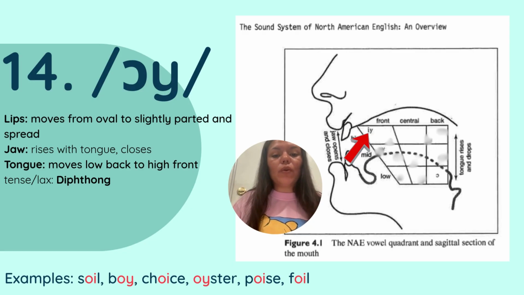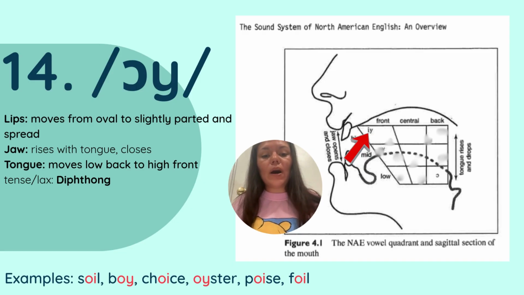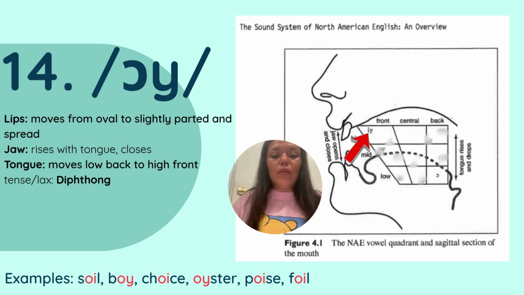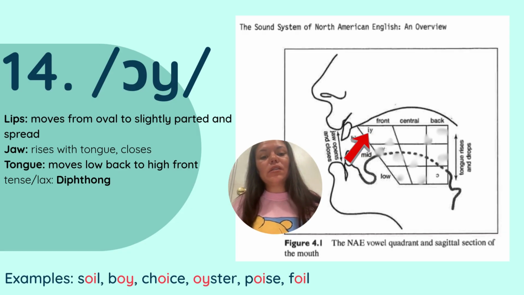We see and hear this combination of oi in words like soil, which has an oi, and words that have an oy, as in boy. More examples are choice, oyster, poise, and foil.